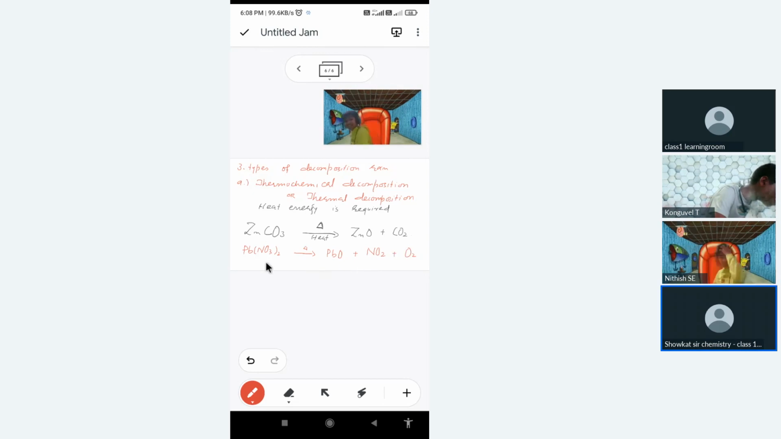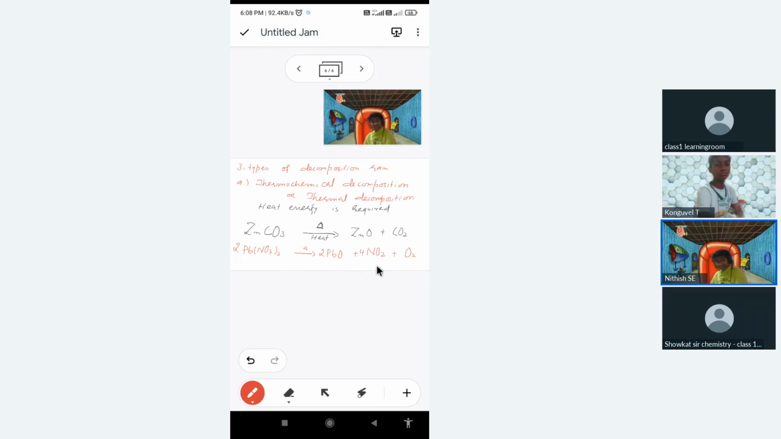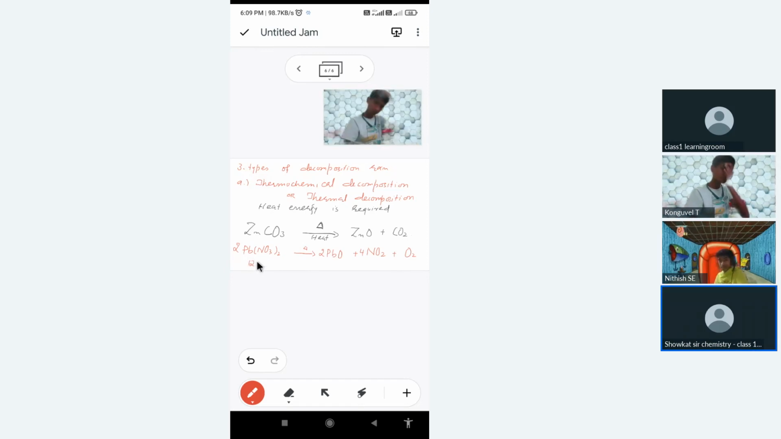Can you balance this? If I write 2 Pb(NO3)2, then 4 times NO2, because we are having 2 times 2, that is 4. Oxygen, we are having how many? 3 times 2 is 6, 6 times 2 is 12. On the reactant side, how many oxygen atoms are we having? Exactly, we are having 12 oxygen atoms on the reactant side.